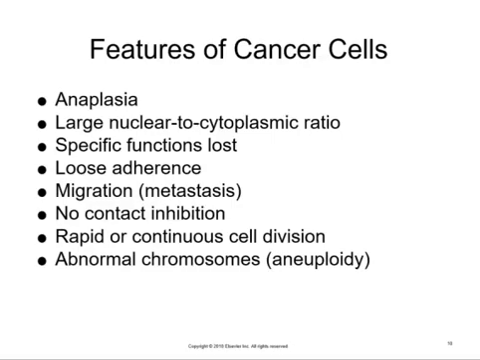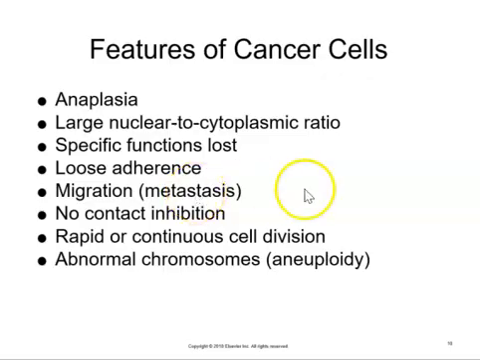Their specific functions are also lost. That means they serve no purpose. So if you have a uterine tumor, it no longer carries out the function that a normal uterine cell would carry out. These cells also do not produce fibronectin. Therefore, they are loosely adhered. They break off easily from the primary tumor, the original tumor, and that's a lot of times how we end up with metastasis. So no fibronectin.